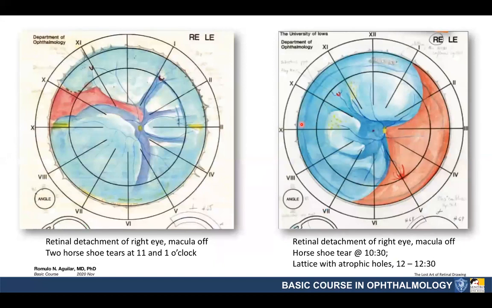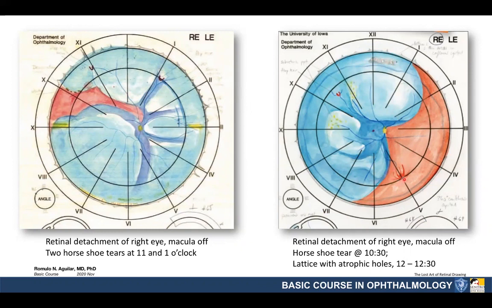Now here are more elaborate drawings. This was not done by any resident or fellow. This was taken from a book. Here you will see almost total retinal detachment and a horseshoe-shaped tear anterior to the equator. Here there's another horseshoe-shaped tear. Here you have a horseshoe-shaped tear also posterior to the equator, and lattice degeneration at about 12 to 12:30.